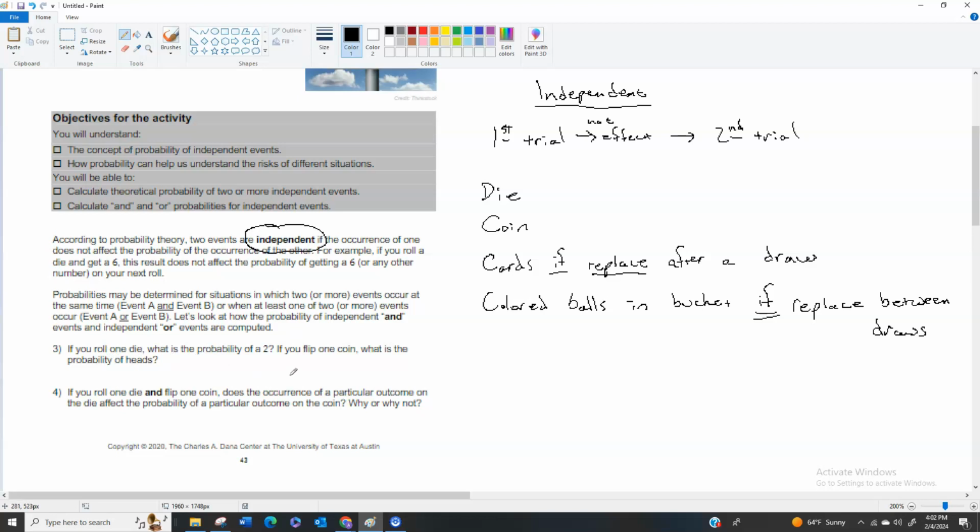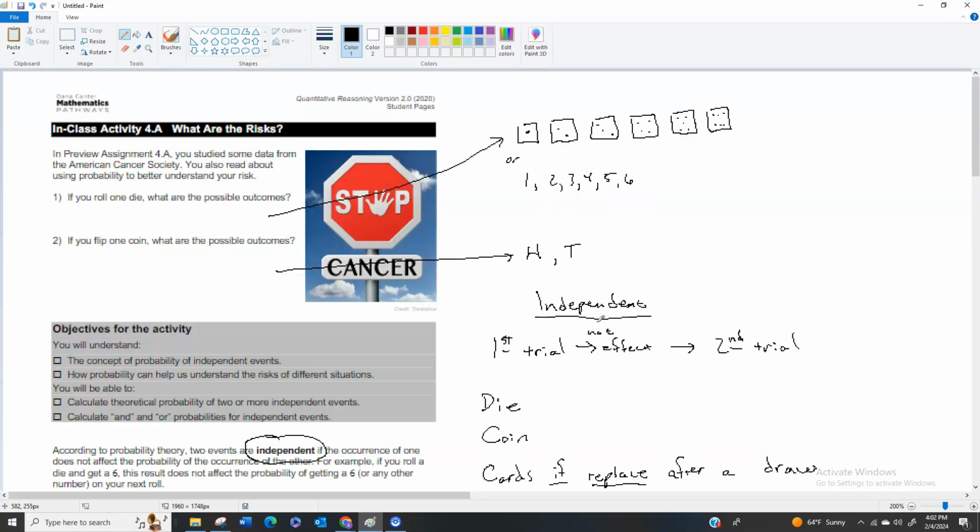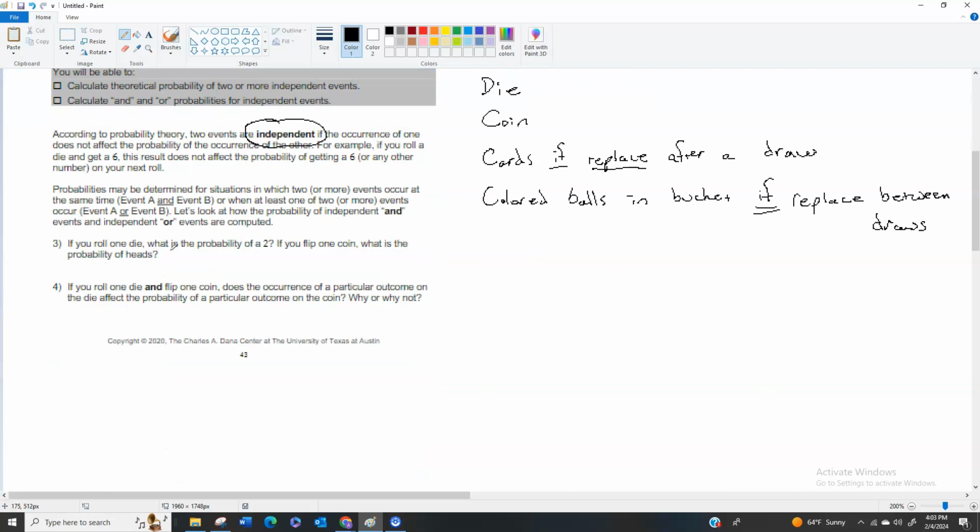Okay, so if you roll a die, what is the probability of a 2? If you flip a coin, what's the probability of heads? Well, the probability of rolling a die and getting a 2 is, out of these 6 things that you can get, one of them is a 2. So 1 of the 6 sides of the die is a 2, so you have a 1 out of 6 chance that you're going to get a 2. If you flip a coin, what's the probability of getting heads? Well, you can get heads or tails, so the probability of getting heads is 1 out of 2 ways that you can flip that coin.